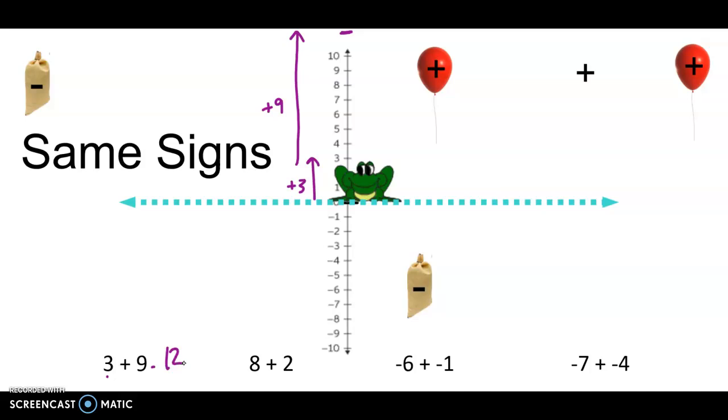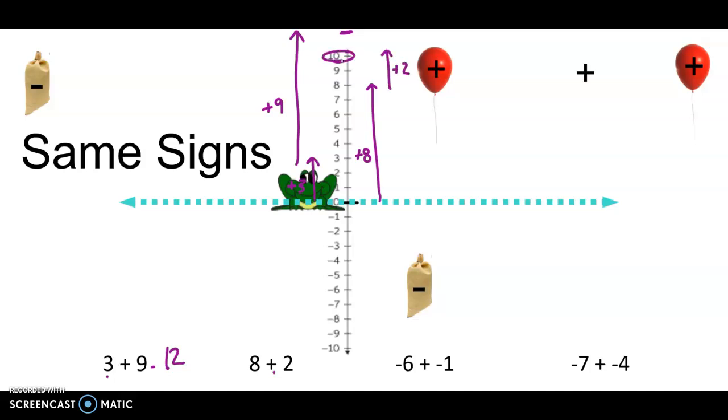Okay? Let's do another one. So Mr. Frog starts at 0, 8 plus 2. So 8 balloons. You're showing this on your paper that he's going to go up 8 with 8 balloons. Add 2 more balloons, and he ends up at 10. Okay? That's just basic addition that you've done since elementary school.